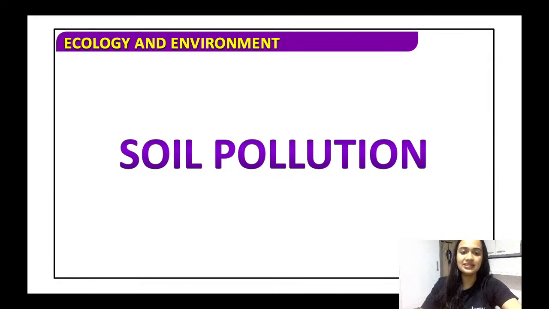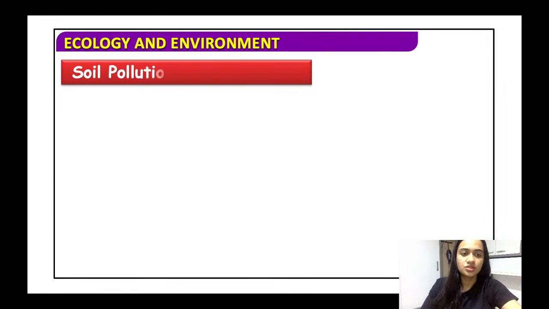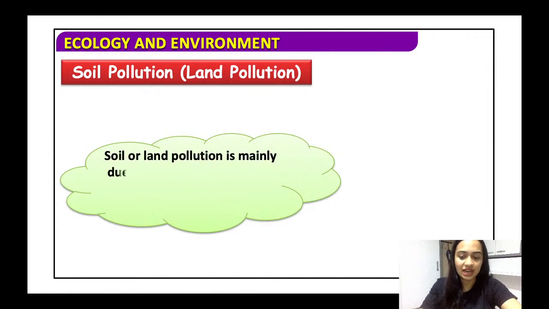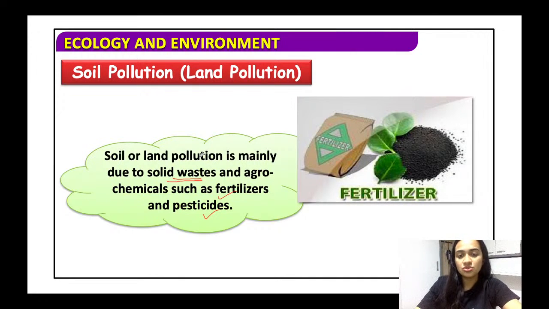Now coming to the next, that is soil pollution. So now सॉइल पोल्यूशन को लैंड पोल्यूशन भी कहा जाता है. सॉइल एंड लैंड सबसे ज्यादा क्यों यूज करते हैं? We use it for growing crops, irrigation. So soil and land pollution is mainly due to solid waste. ठीक है, यहाँ पे जो है सॉलिड वेस्ट सबसे ज्यादा इफेक्ट करता है एंड एग्रोकेमिकल सच एज फर्टिलाइजर्स एंड पेस्टिसाइड. ठीक है, agrochemicals means those chemicals that are used in agriculture.